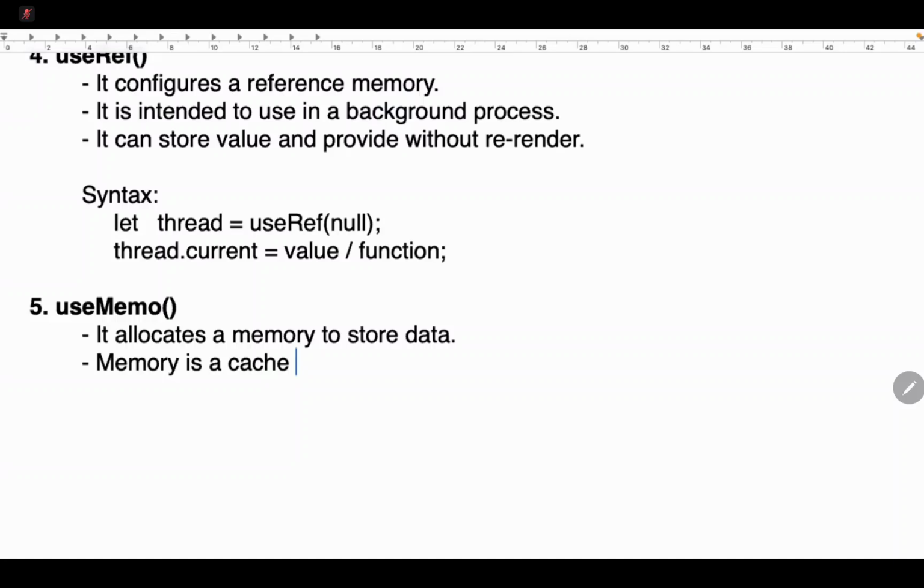Memory is a cache, updated only when any change occurred, or you can say when any dependency changes. Memory is a cache updated only when any dependency changes.